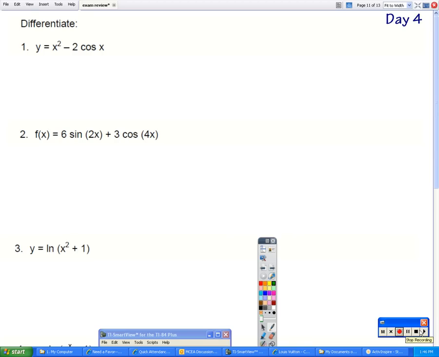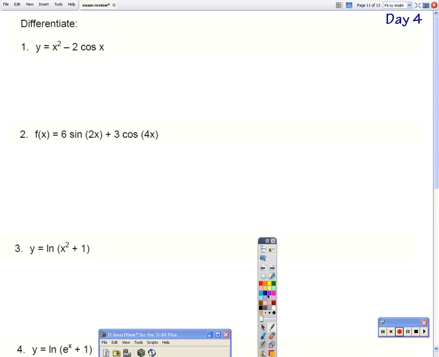Okay, for our last review day, we're going to find some derivatives. Make sure to use your formula sheet. You get to use this on the semester exam.